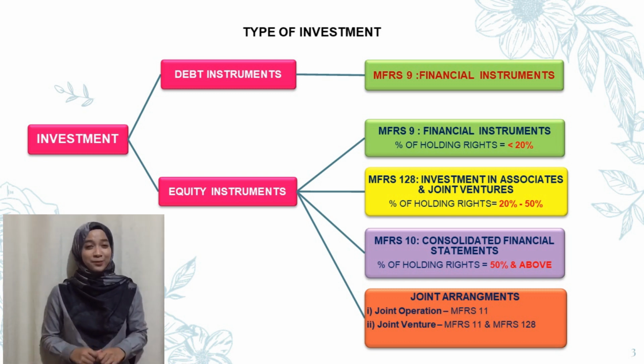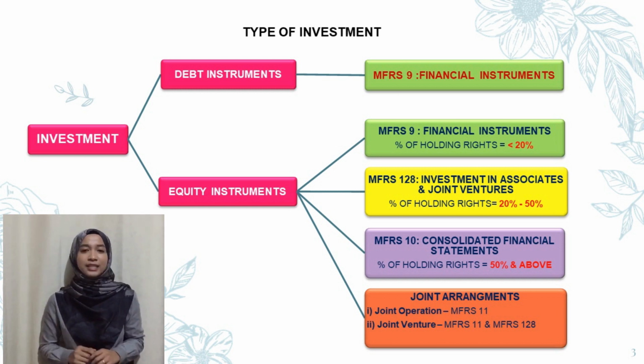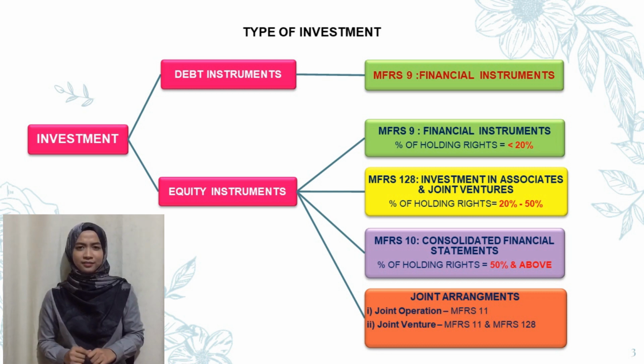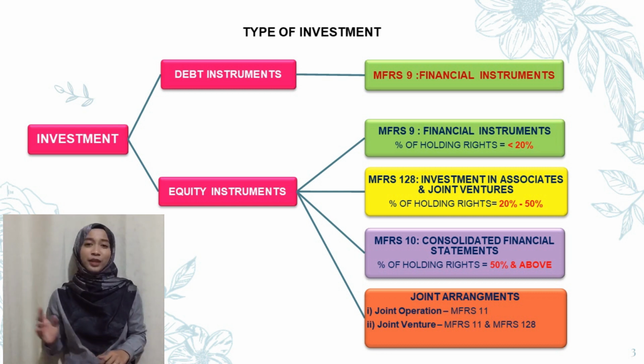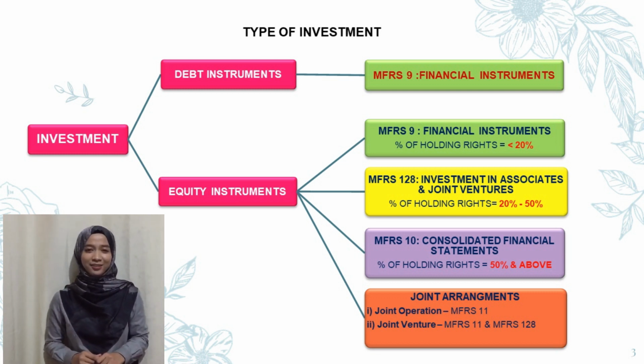Therefore, for investment in equity instrument, only investment where the holding right is less than 20% is under financial asset. Am I making myself clear? Okay, I repeat. Only the investment where the holding right is less than 20% is under financial asset.